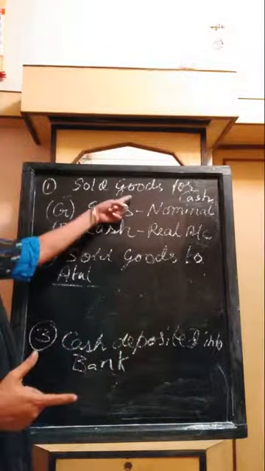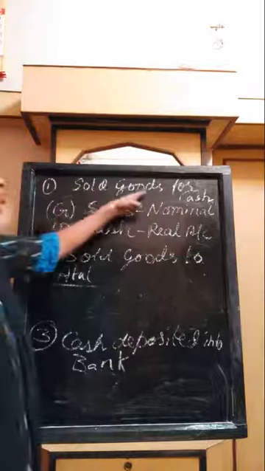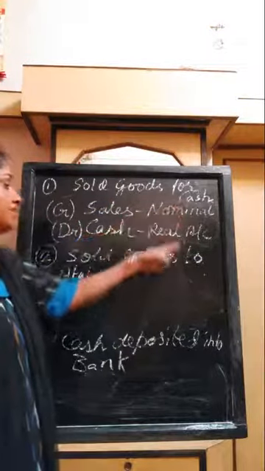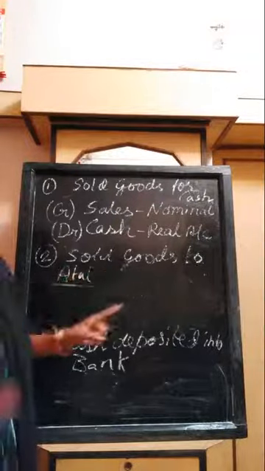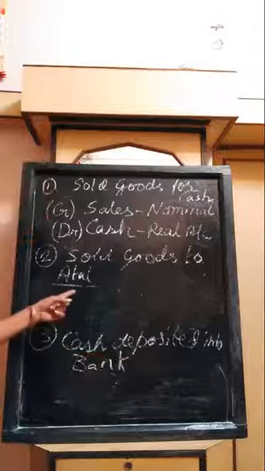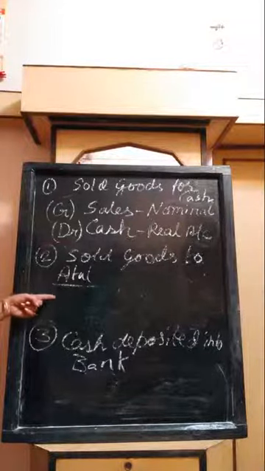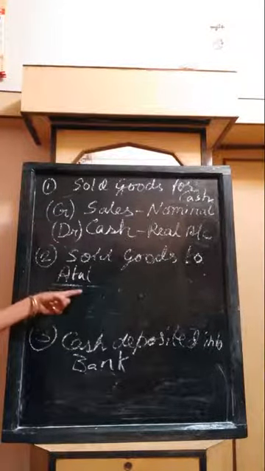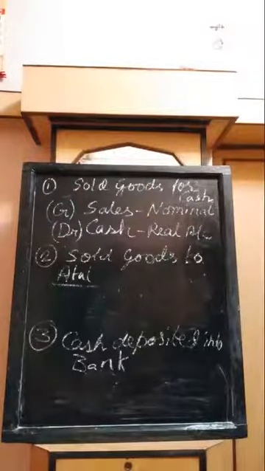Why? The previous transaction is a cash transaction because goods were sold for cash. But the second transaction is a credit transaction because goods were sold but not for cash. That's why the party's name is mentioned over here. Atul is the debtor. That's why the name of Atul is mentioned. It is not a cash transaction, it is a credit transaction.